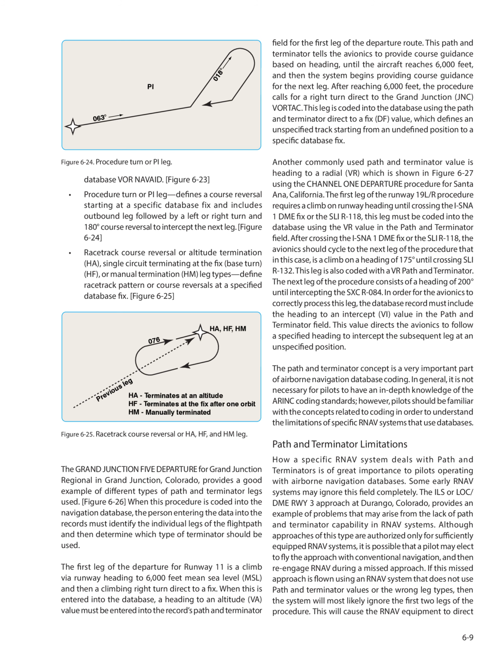The path and terminator concept is a very important part of airborne navigation database coding. In general, it is not necessary for pilots to have an in-depth knowledge of the ARINC coding standards. However, pilots should be familiar with the concepts related to coding in order to understand the limitations of specific RNAV systems that use databases. Path and terminator limitations. How a specific RNAV system deals with path and terminators is of great importance to pilots operating with airborne navigation databases. Some early RNAV systems may ignore this field completely.